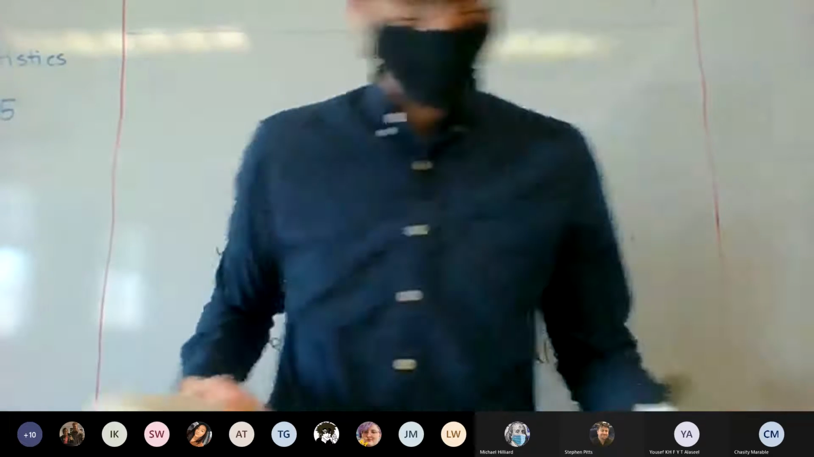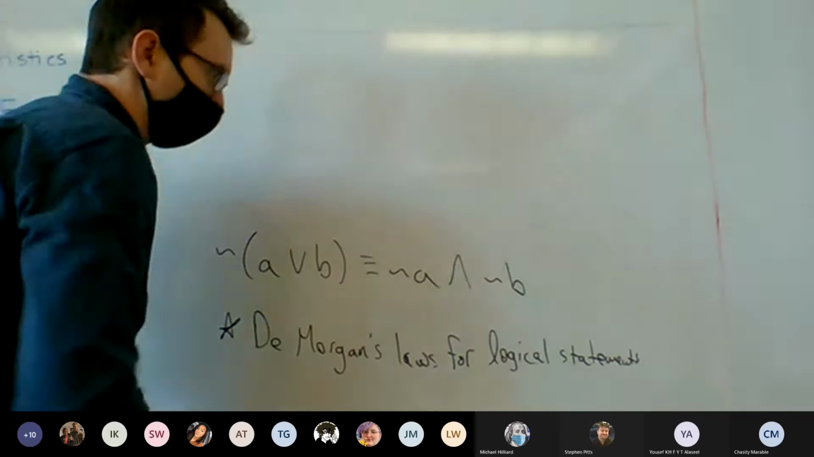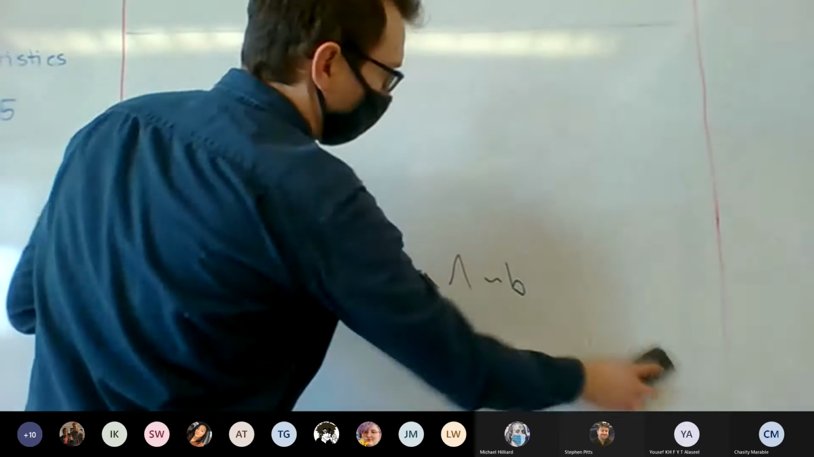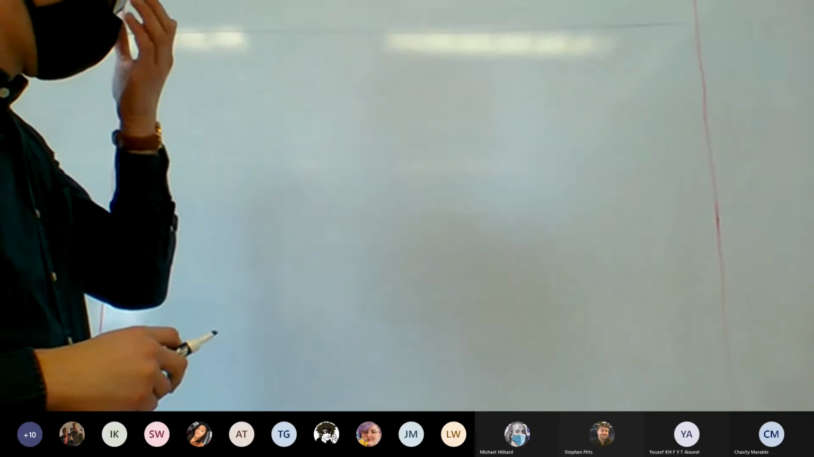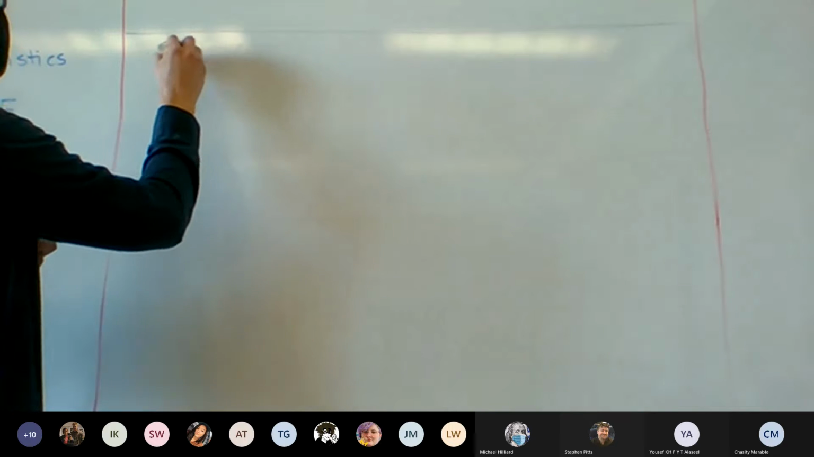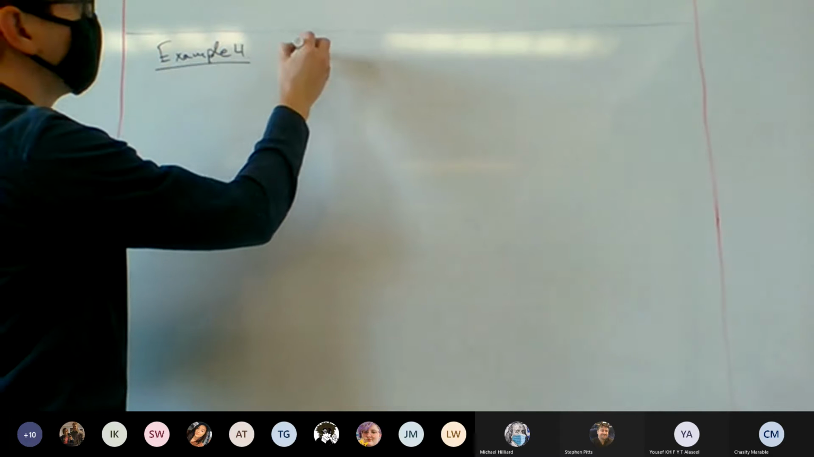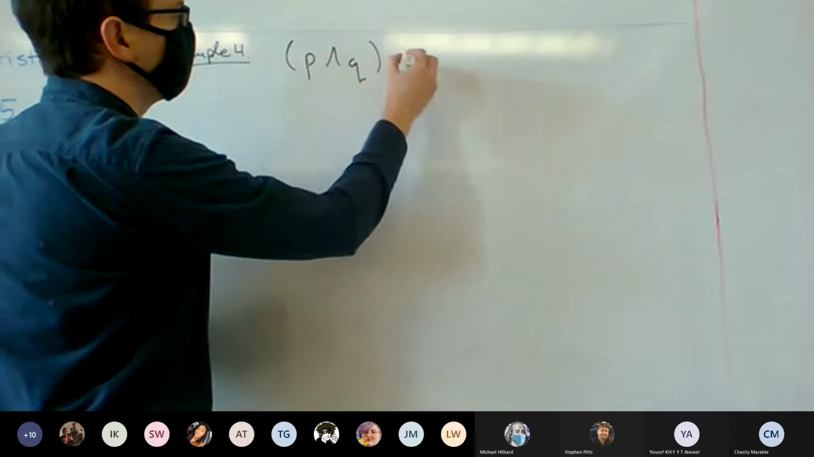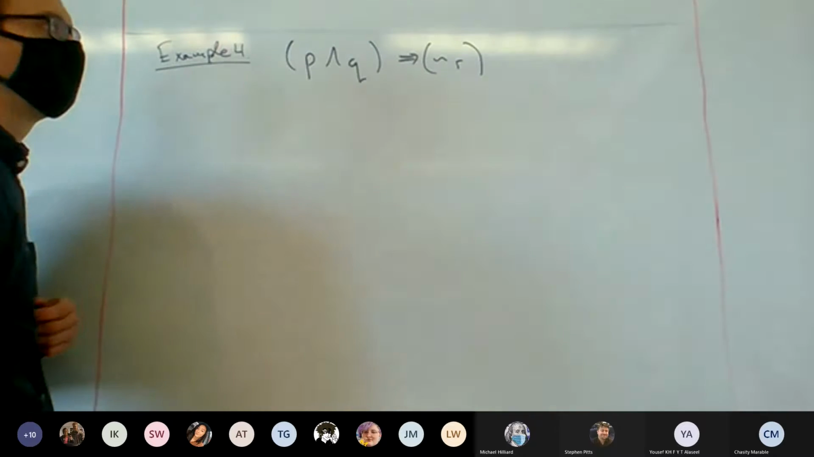We've got to do one that has 3 variables in it. I've been putting it off because it's a lot of work, but we should do at least one together. All right, so let's consider example 4. Let's make a truth table for P and Q implies not R.